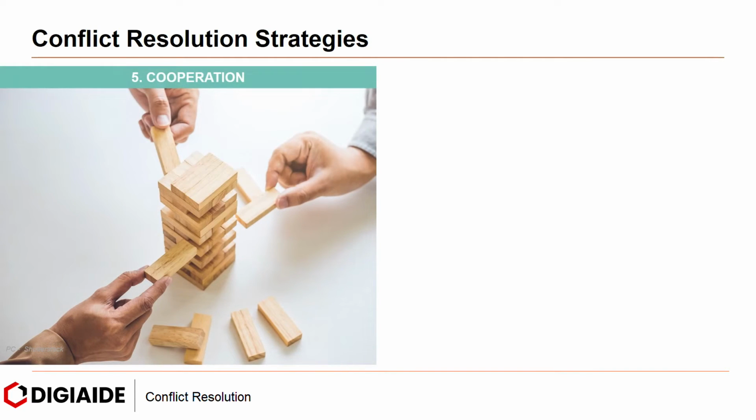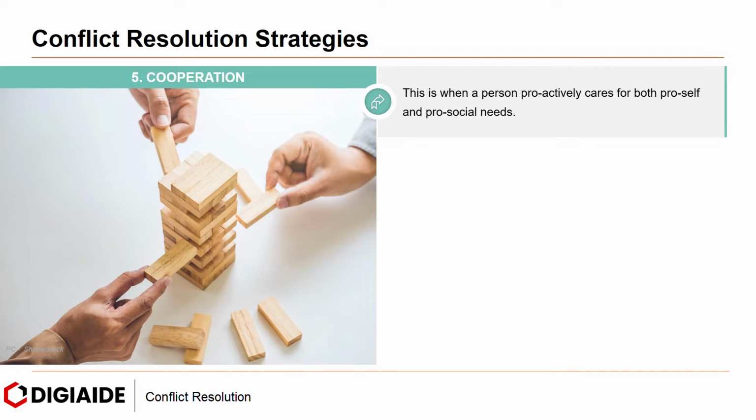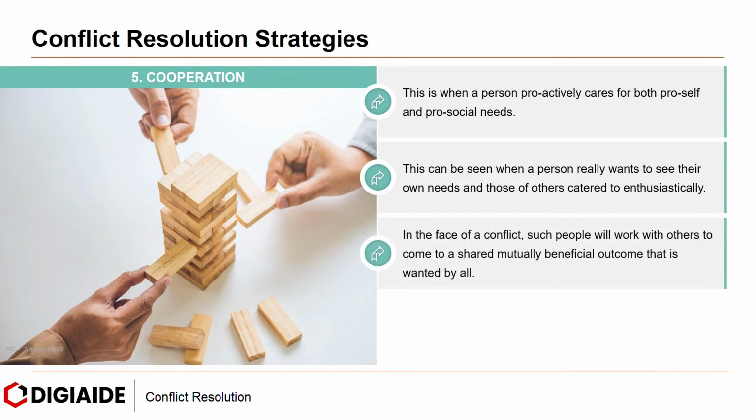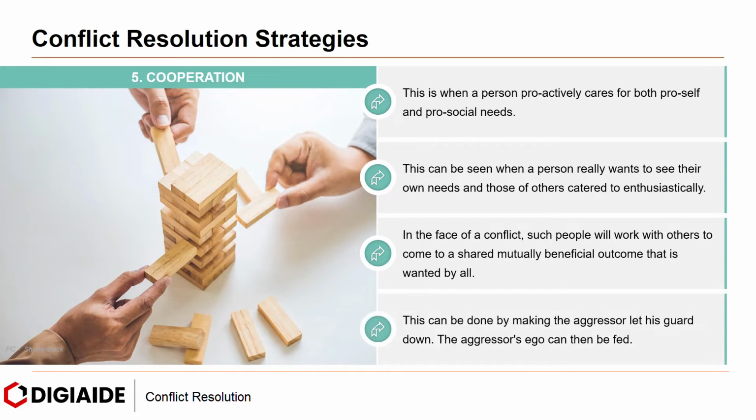And finally, cooperation. This is when a person proactively cares for both pro-self and pro-social needs. This can be seen when a person really wants to see their own needs and those of others catered to enthusiastically. In the face of a conflict, such people will work with others to come to a shared mutually beneficial outcome that is wanted by all. This can be done by making the aggressor let his guard down. The aggressor's ego can then be fed.